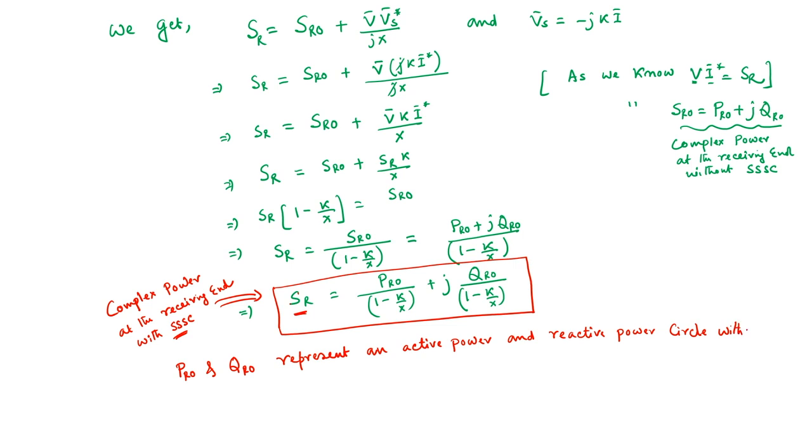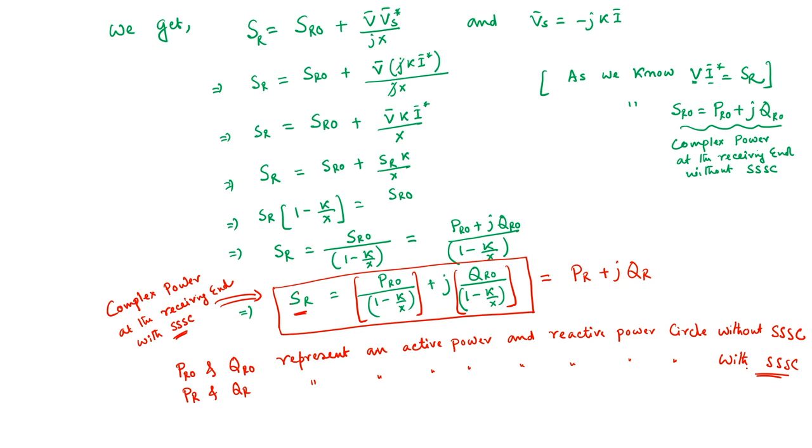Without SSSC. Now, if we consider that this part is equal to PR and this part is equal to QR, that means this whole expression is equal to PR plus jQR. Then this PR and QR also represent an active and reactive power circle with SSSC. So, we can write PR and QR also represent an active power and reactive power circle with SSSC.